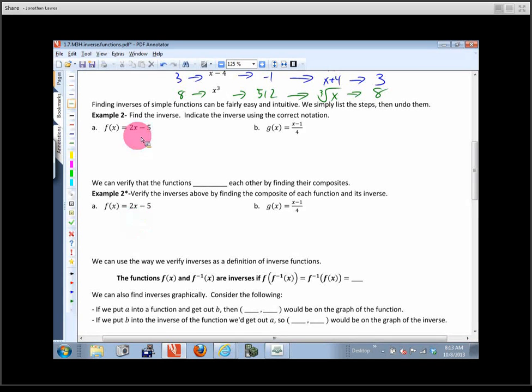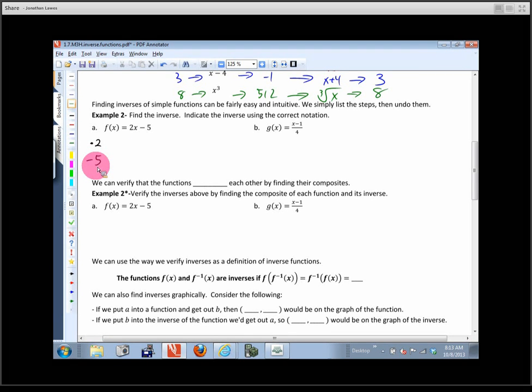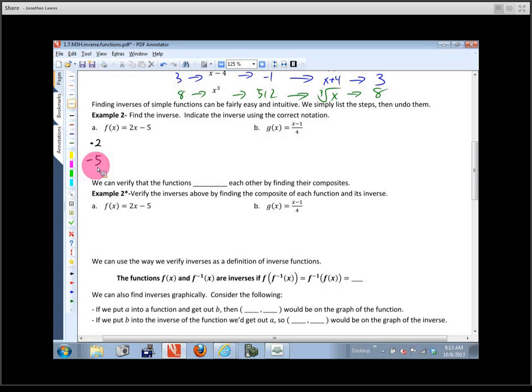Oops, up here. What's the first thing that gets done when we plug a number in? Times by 2. So let's write times by 2. That's the first thing we do. After we times by 2, what do we do next? Subtract 5. Okay? Now, does it make sense that if you were going to undo those two operations, you'd want to undo them in the opposite order? So you do this, then this. If you're going to undo those, you'd want to undo them in the opposite order, right?